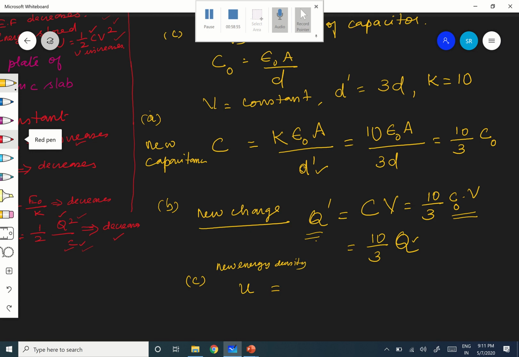What is U equal to? I think what is the formula for that? Half, okay. You can say half K epsilon naught E squared, correct? Half epsilon naught E squared if it is in air. But here a dielectric is introduced, therefore half K epsilon naught E squared.